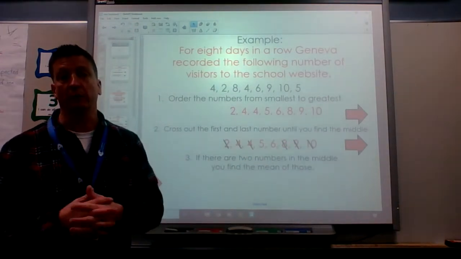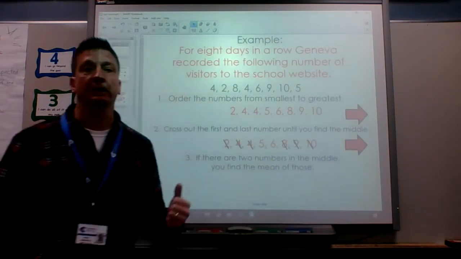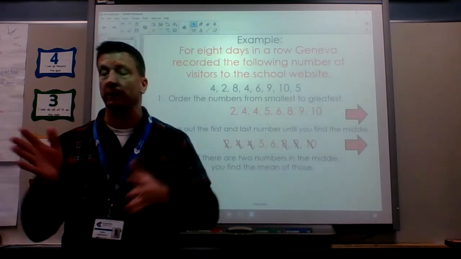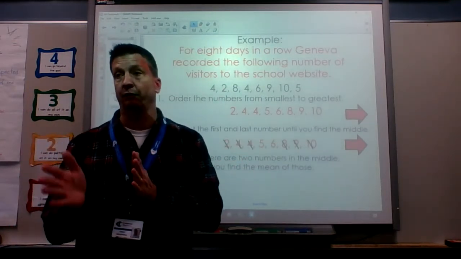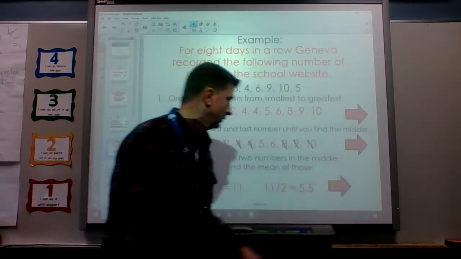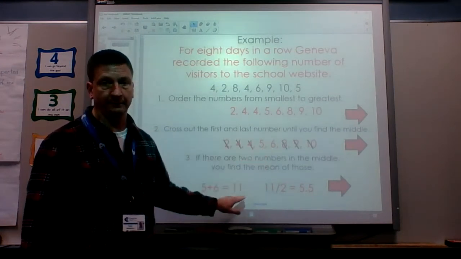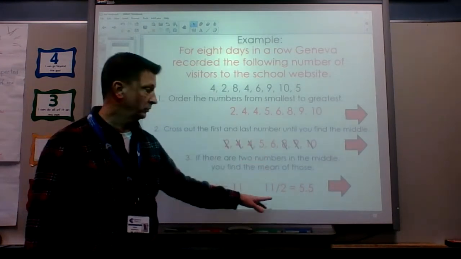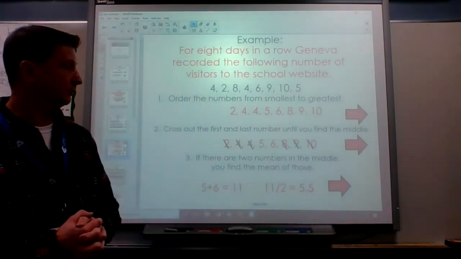In this case, we have 2 numbers in the middle. We have 5 and 6. So we have to think of, well, what comes between 5 and 6? Well, 5.5, or 5 and 5/10. If we work it out on our calculator, we add these 2 numbers together, get 11, and divide it by 2, which is going to be 5.5, or 5 and 5/10.